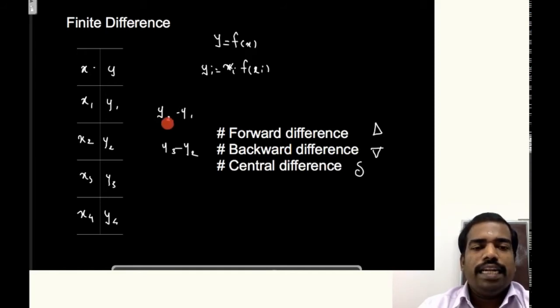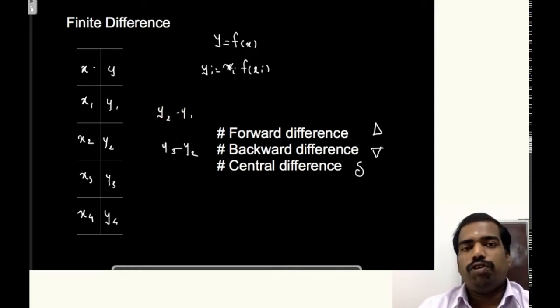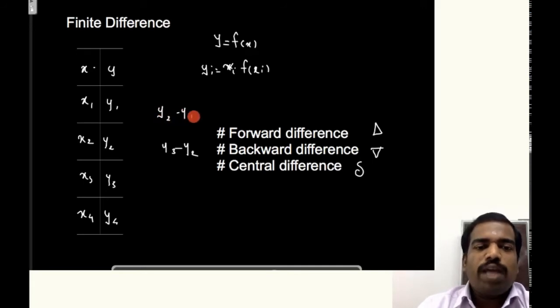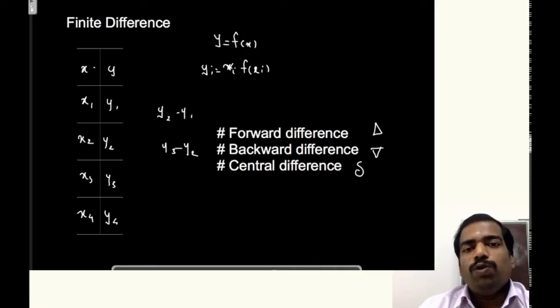Suppose you have the difference between two functional values y2 and y1, and already we have discussed that this y2 minus y1 is called the finite difference of a function. You can express this y2 minus y1 using either the forward difference operator, the backward difference operator, or the central difference operator. In all these operators, the value of the difference is y2 minus y1, but how you write this y2 minus y1 is different in each of these difference operators, and that we need to learn.